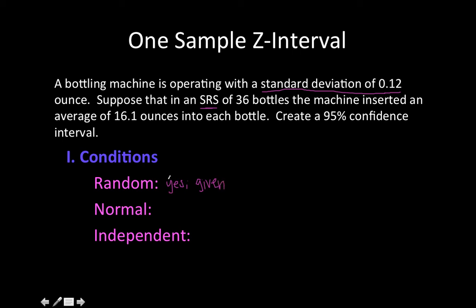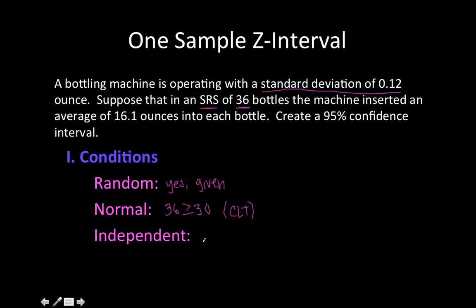For normal, we have an SRS of 36 bottles, and that is already greater than 30, so we can say that 36 is greater than or equal to 30, and this is normal because of the central limit theorem, or CLT, if you want to be lazy.